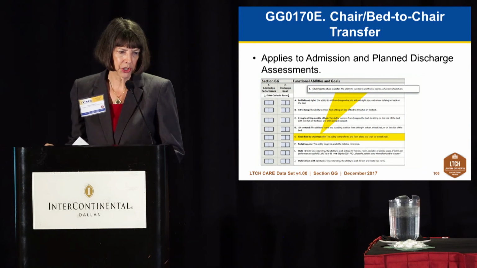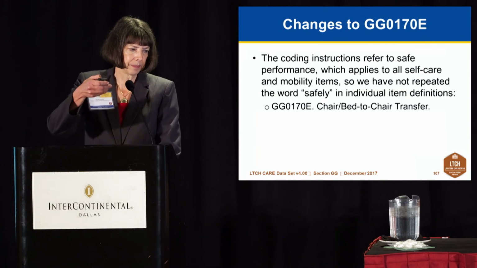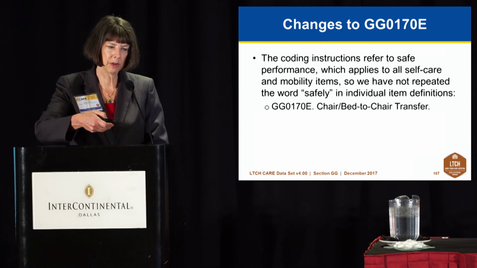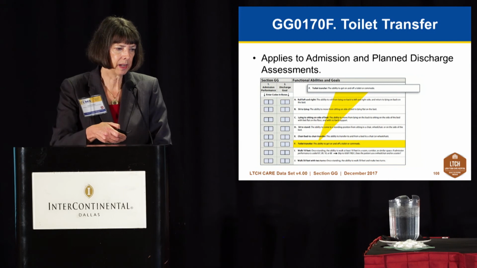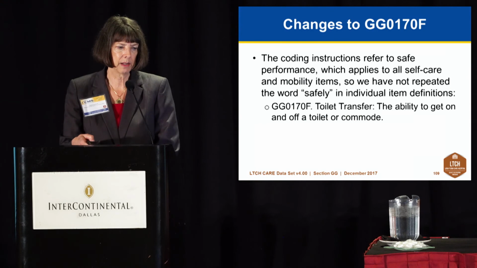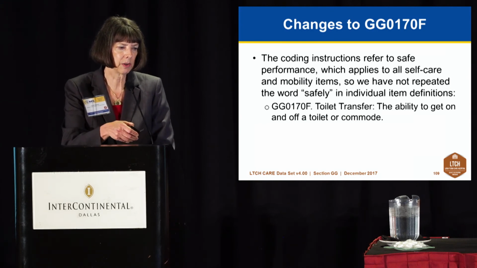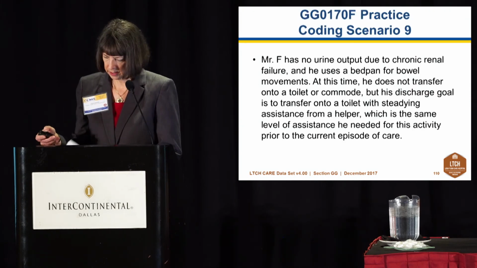So the chair bed to chair transfer is our next item on the mobility grouping. The coding instructions, again, we've taken out the word safely because we imply that in our general coding instructions. Of course, you would ensure that this was done safely. No other changes to that item. Toilet transfer is next. And again, the word safely was removed only because it appears in the general instructions, and toilet transfer is the ability to get on and off a toilet or commode. So let's take a look at that.